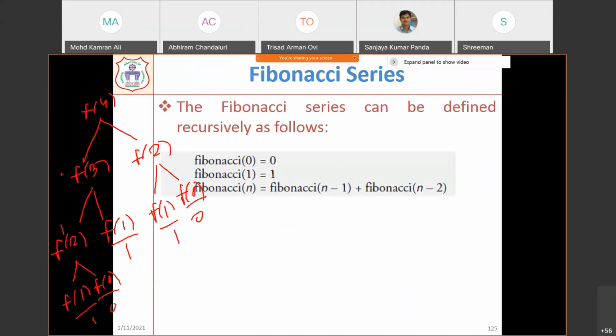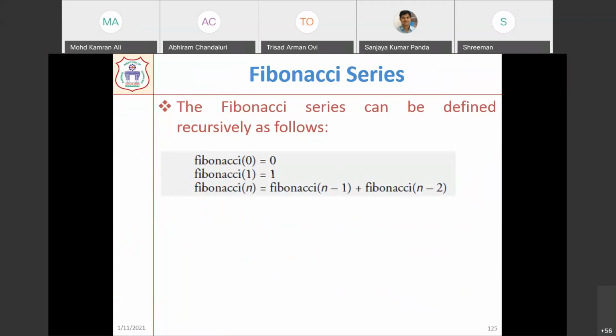So 1 plus 1 is 2, and 1 plus 0 is 1, then 2 plus 1 is 3. You see in the Fibonacci series 0, 1, 1 plus 1 is 2, 2 plus 1 is 3. So for f of 4 you are going to get 3. In this way you can solve the Fibonacci series.